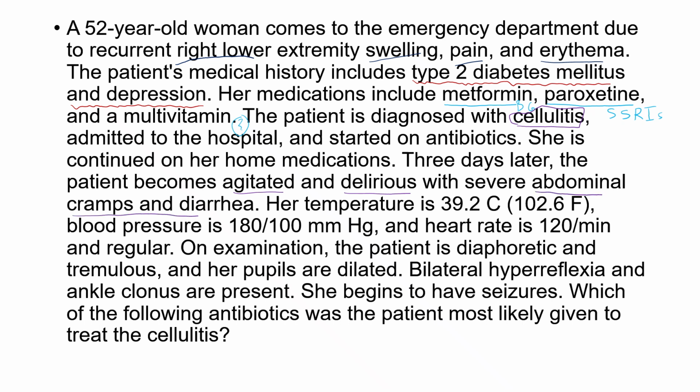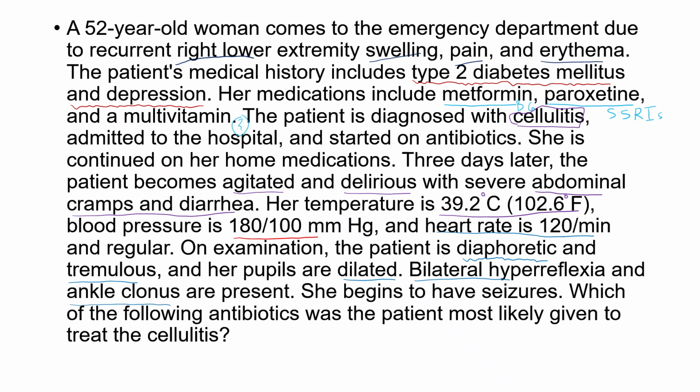Her temperature is quite high, 102.6 degrees Fahrenheit, 39.2 degrees centigrade. Blood pressure is also shooting up, 180 by 100, and heart rate is 120, much more than expected, but it is regular. On examination, the patient is diaphoretic. Diaphoresis means sweating, and tremulousness means shaking hands, and her pupils are dilated. Bilateral hyperreflexia and ankle clonus are present. She begins to have seizures.